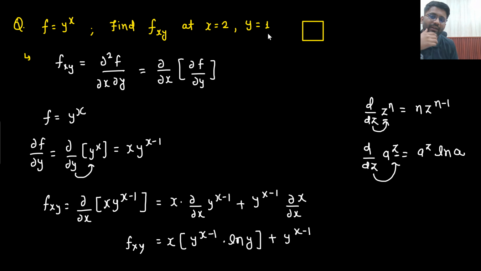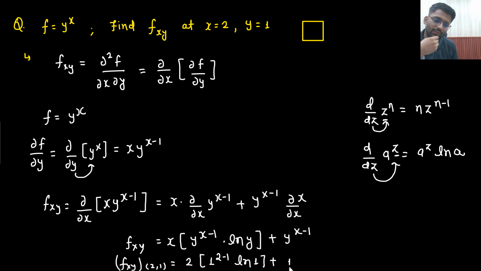Where I need to calculate? At x equals to 2, y equals to 1. fxy I need to calculate at x equals to 2 and y equals to 1. So x equals to 2, y equals to 1. ln 1 is 0, everything is gone. What is the answer? 1 only. So this is the answer that we are getting.